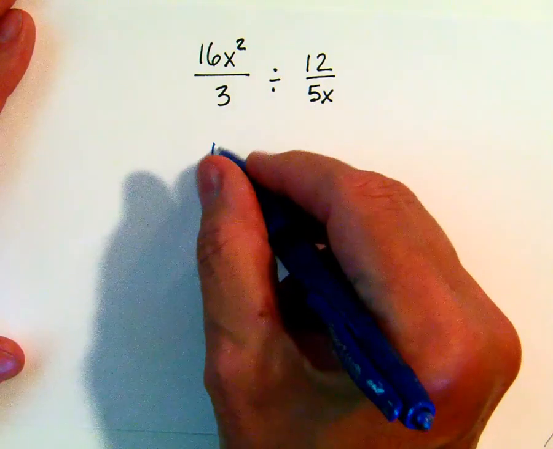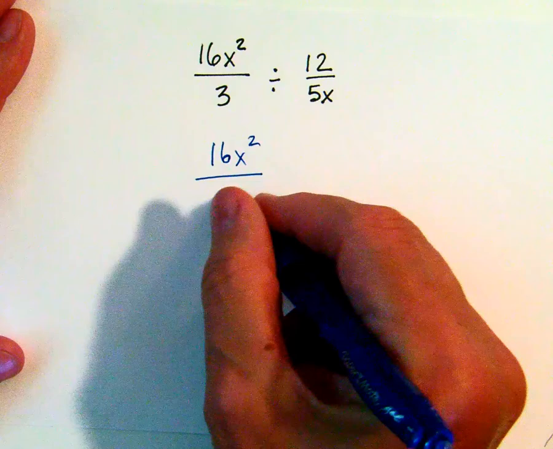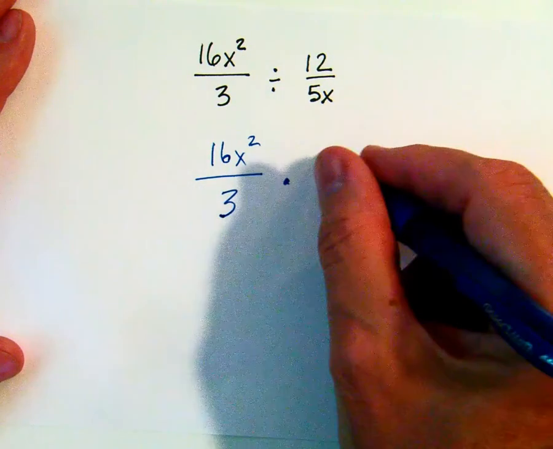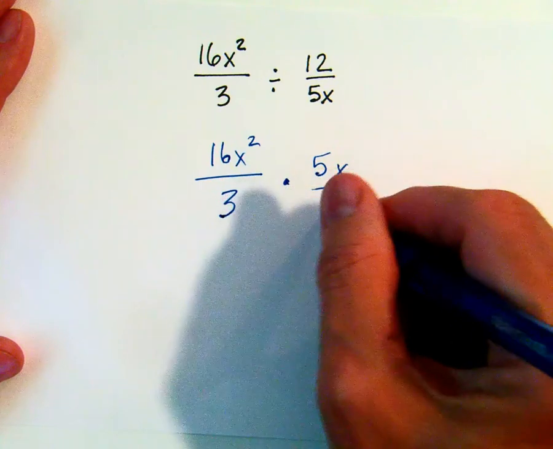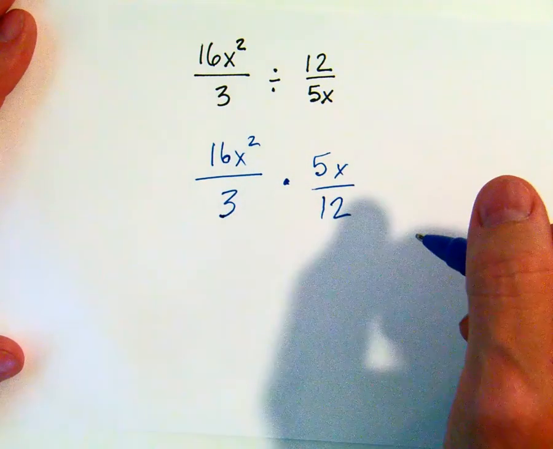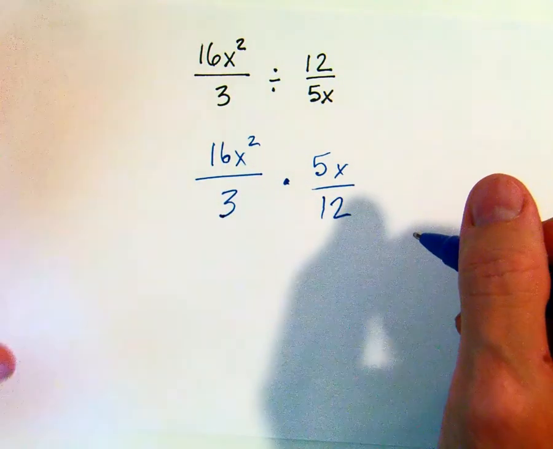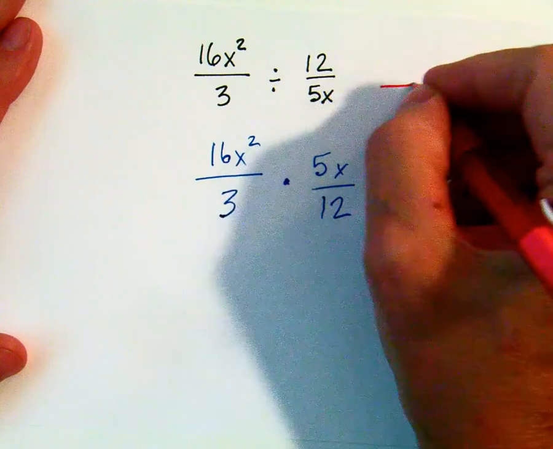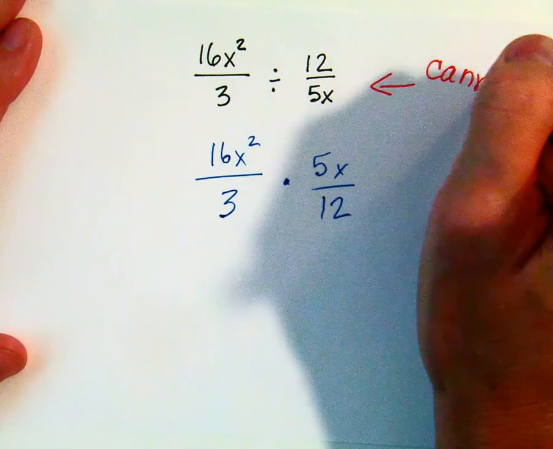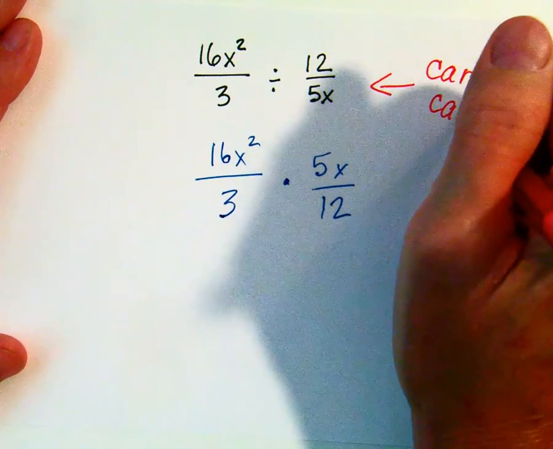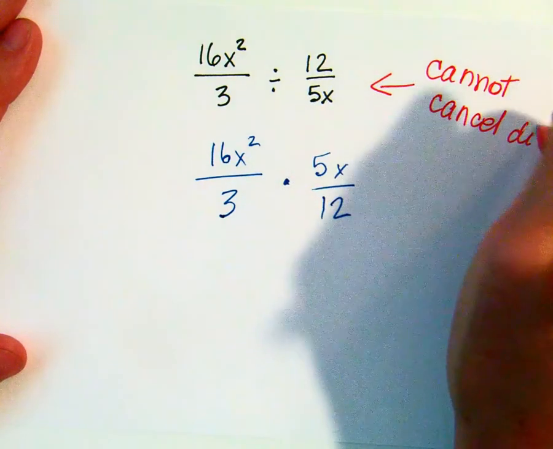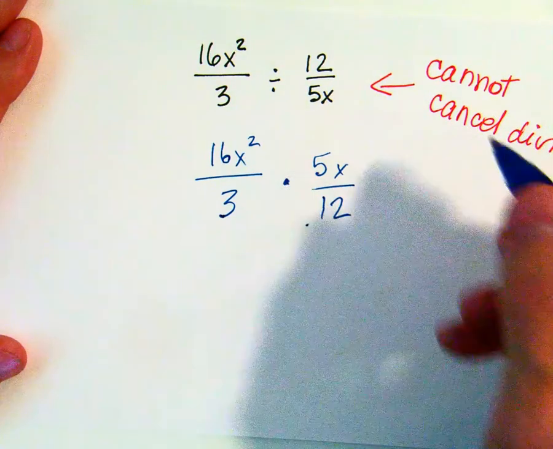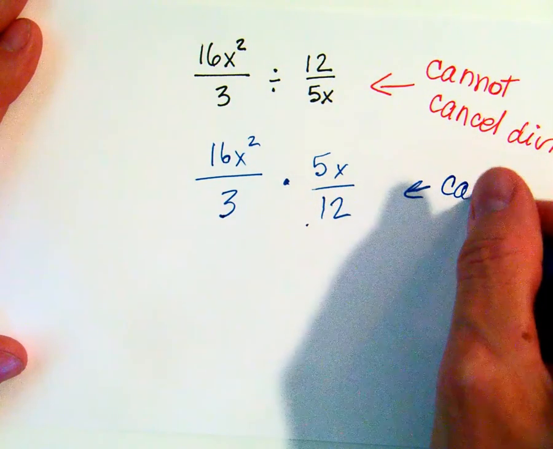Okay, here we go. 16x squared. Copy the first one, the front fraction, change it to multiply, and flip the second, or multiply by the reciprocal of the divisor. Now you can cancel. Here you cannot cancel. You cannot cancel division. Only multiplication. Now it's multiply, you can cancel.